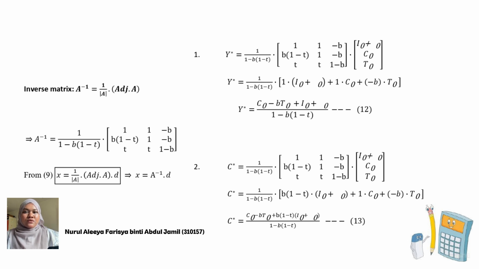Y star equals C sub 0 minus b times T sub 0 plus I sub 0 plus G sub 0, all divided by the determinant.